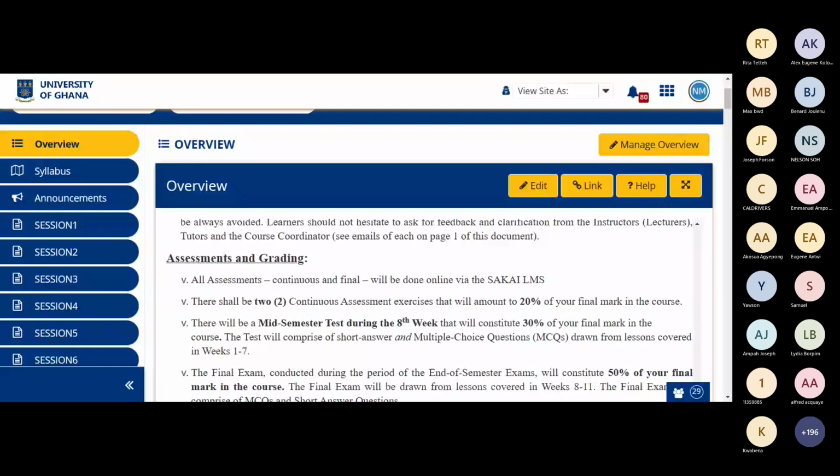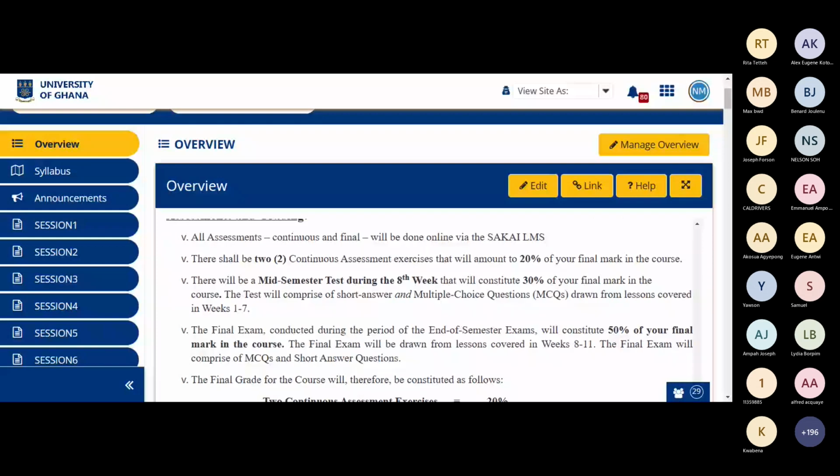There will be 2 continuous assessment exercises, one in the 3rd week, one in the 5th week. The 2 will be 20% in all, 10% each. So together there will be 20%. There will be take-home assignments, so you know where to post them.